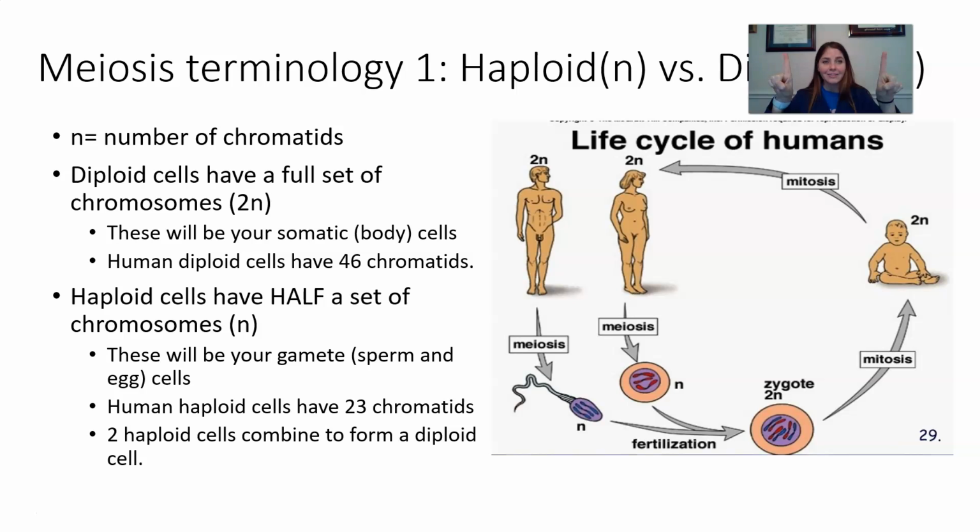Haploid, half, diploid, 2. So again, the haploid has half the set of chromosomes, and that's going to be represented by our sperm cells. And what is the fancy schmancy biology word for sperm cells? If you said spermatocyte, you are correct. And the proper terminology for our egg cells is oocyte.